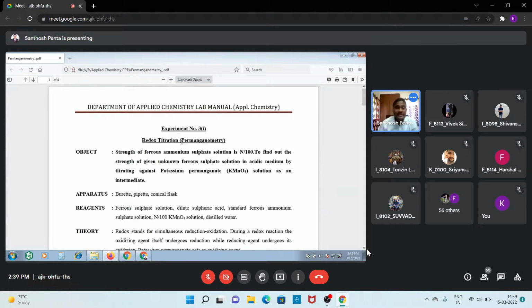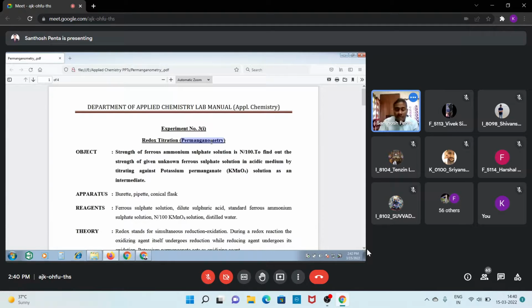See here, what is our titration? Permanganometry. Permangano means with the help of permanganate ions. Metry means measurement. So with the help of permanganate ions, we are determining the strength, that is the concentration, of the unknown sample. Hence it is called permanganometry. Permanganate ions means MnO4 minus.